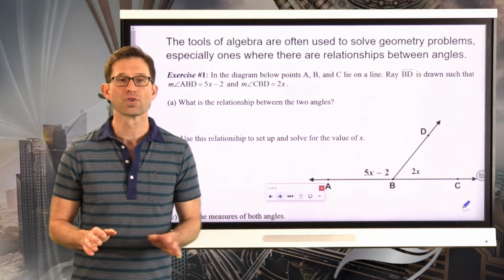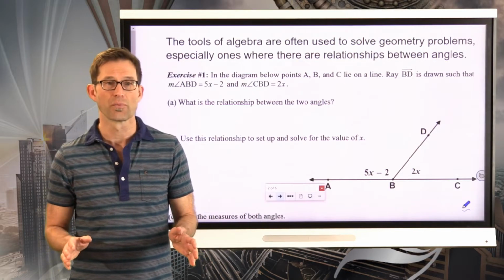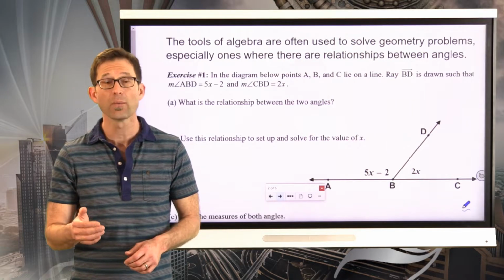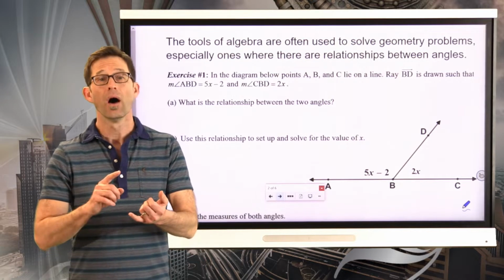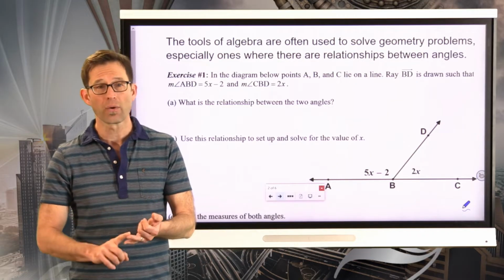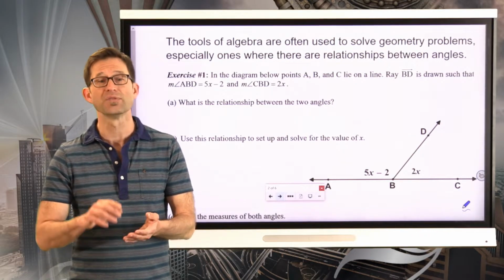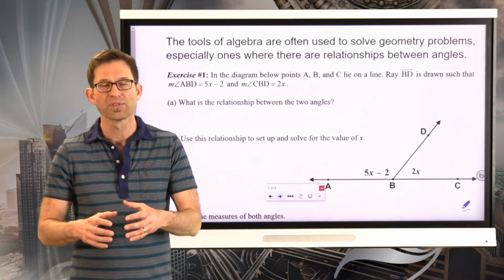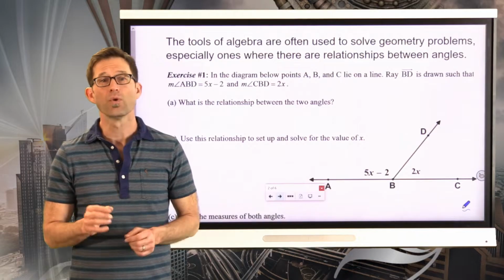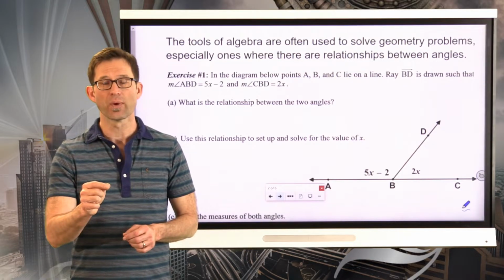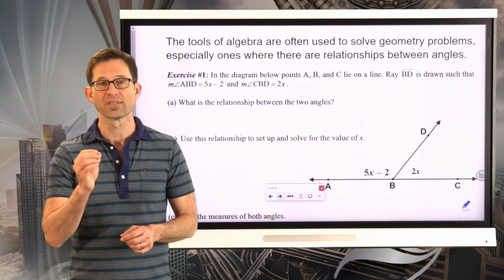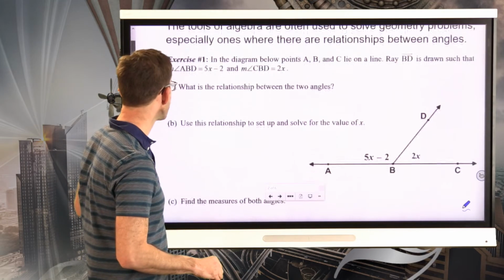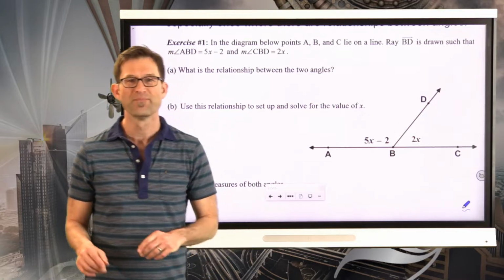Now, the tools of algebra are often used to solve geometry problems, especially when there's some kind of relationship between two angles. And we've seen a lot of relationships: adjacent angles, complementary angles, vertical angles, supplementary angles. Really, your focus will be what relationship exists between the two angles and how can I use it to set up and then solve an equation, all right? So let's get into it in the first exercise right away.